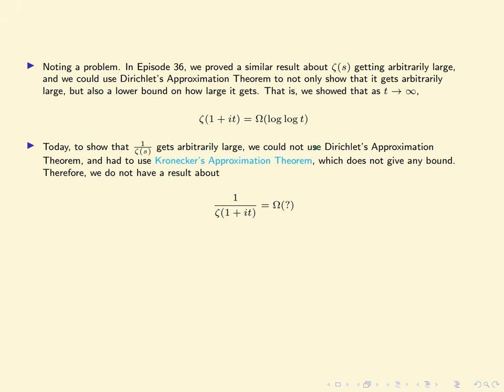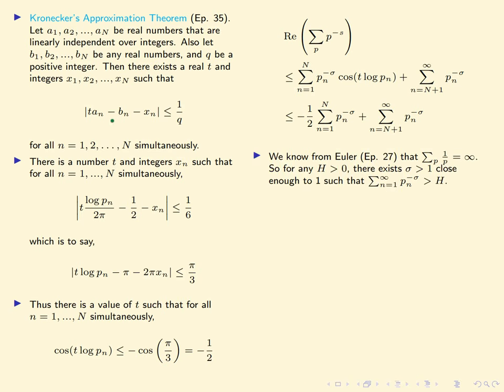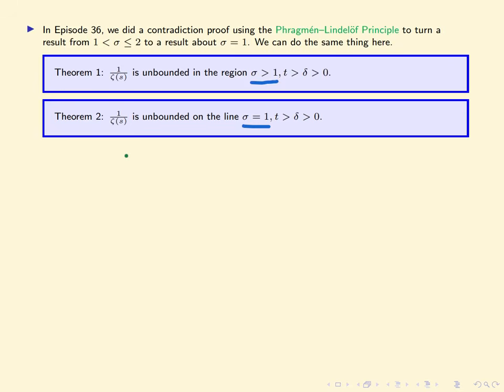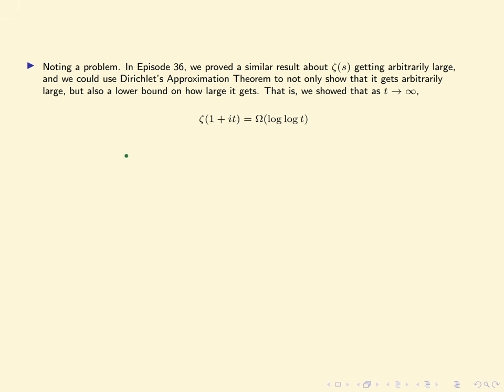And we actually can't do that for what we showed today. Today we're trying to show that 1 over zeta of s gets arbitrarily large, but you cannot use Dirichlet's approximation theorem, and we had to use Kronecker's approximation theorem. The reason is that for Dirichlet's approximation theorem, you cannot have those offsets, the b's. If you go back to the slide with Kronecker's approximation theorem, let's see if I can go back, sorry about this. Dirichlet's approximation theorem is kind of the same thing, except you don't have the b's. But if you don't have the b's, then you're allowed to get a stronger result about the bounds. But in Kronecker's theorem, we did need the b's.